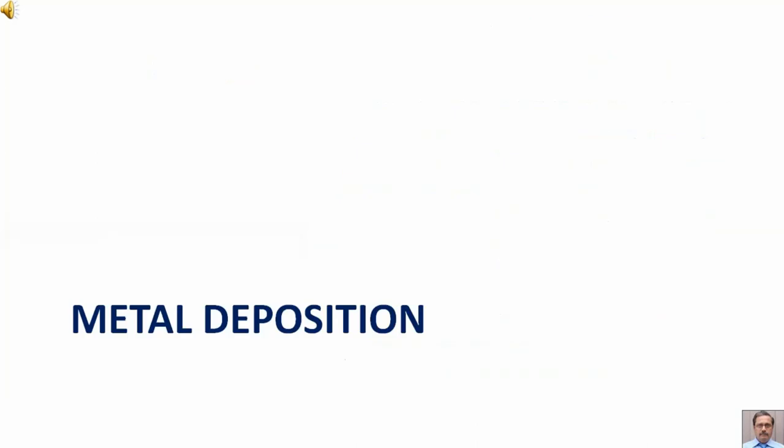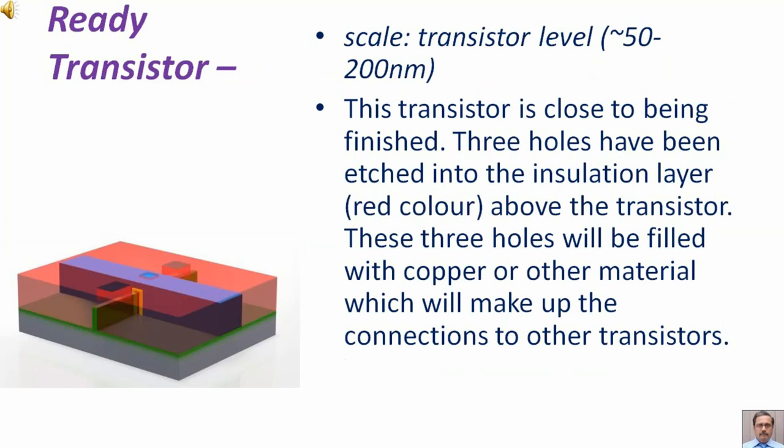Metal deposition. Ready transistor. This transistor is close to being finished. 3 holes have been etched into the insulation layer shown in red color. Above the transistor, these 3 holes will be filled with copper or other material which will make up the connections to the other transistors.